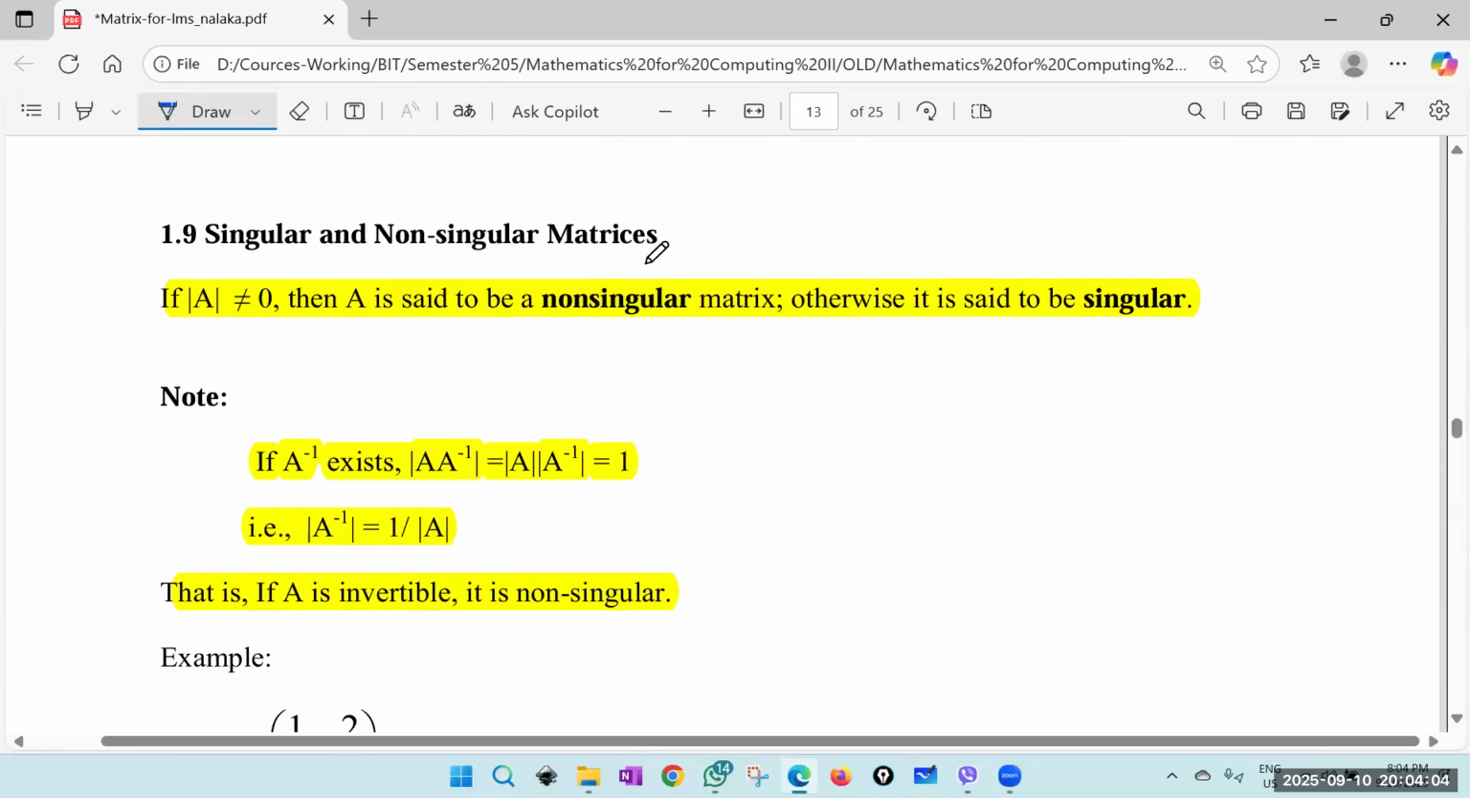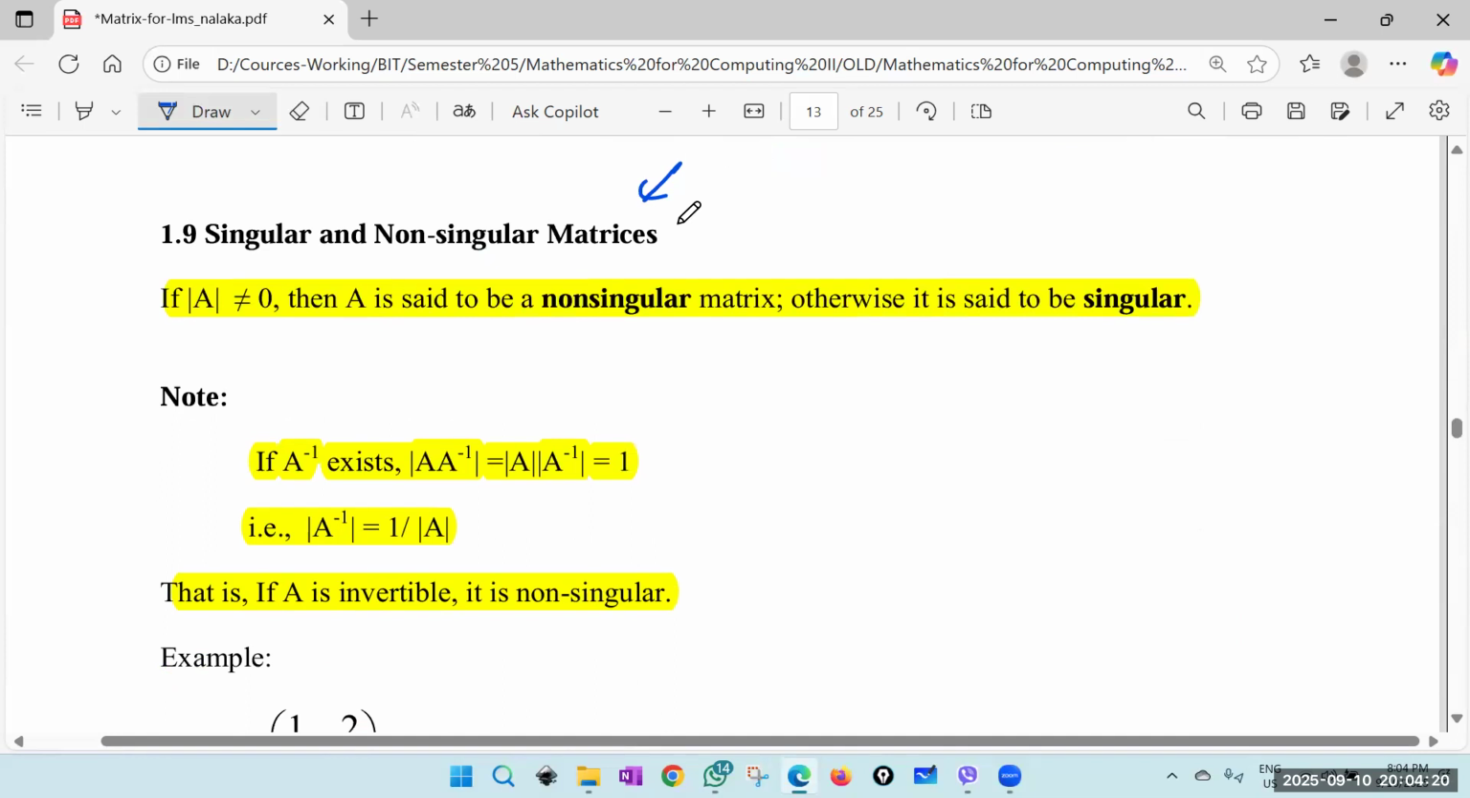Singular and non-singular matrices. So this is all about inverse of a matrix. One of the key concepts in matrices is the inverse. A lot of concepts depend on the concept of the inverse of a matrix.